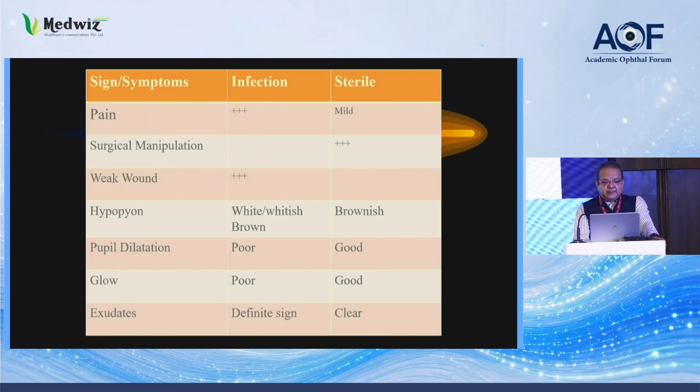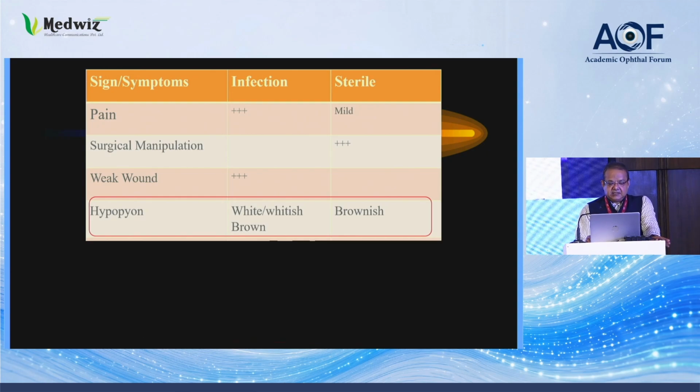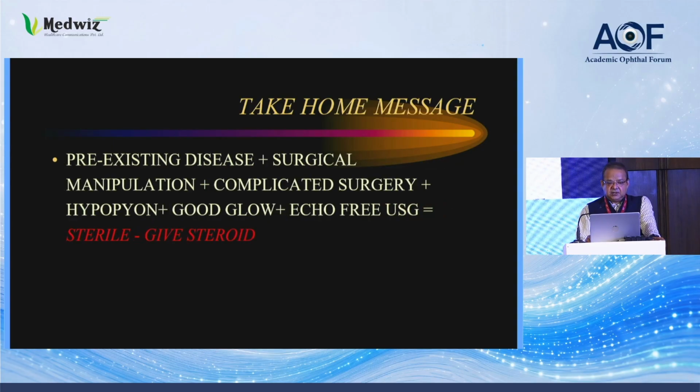This is a summary of what I have said. If you have pain, a weak wound, hypopyon which is white or brown in color, poor glow, and exudates in the vitreous cavity, the diagnosis is infection. If you have mild pain, a lot of surgical inflammation, and good pupillary dilatation, it's an inflammation. Sudden deterioration in vision, bad wound, pain, chemosis, hypopyon, poor glow with exudates in the vitreous cavity, it's infective. Go ahead and give intravitreal injections.